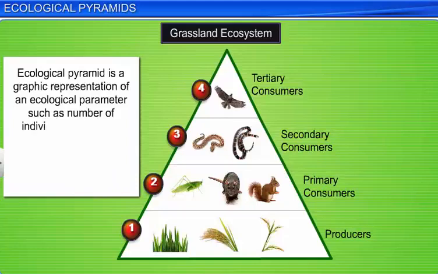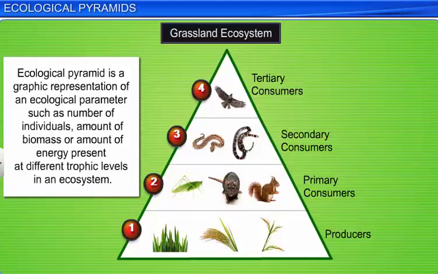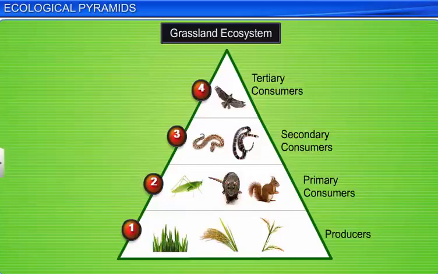The ecological pyramid is a graphic representation of an ecological parameter such as number of individuals, amount of biomass, or amount of energy present at different trophic levels in an ecosystem. Trophic levels represent the position of organisms in the food chain.